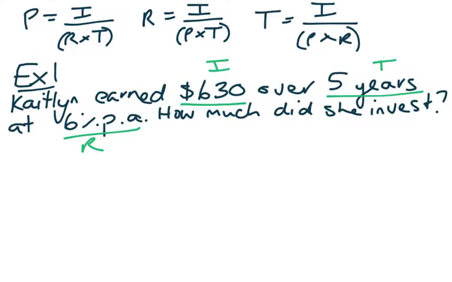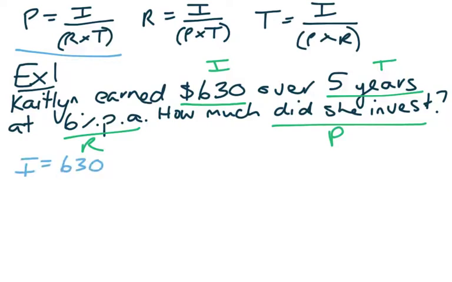So how much did she invest? We're trying to find P. So if we're trying to find P, we look at our formulas at the top there. If we need to find P, we're obviously going to use this one here, where it's P equals. So again, I would write down the page. We've got I is 630. P we don't know. R is 0.06. And T is 5 years.